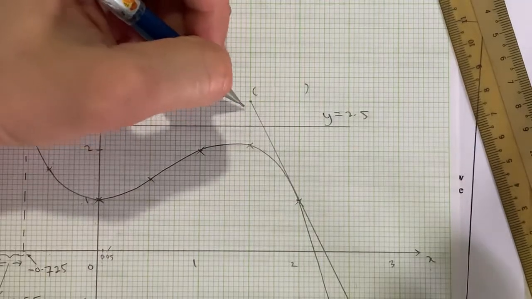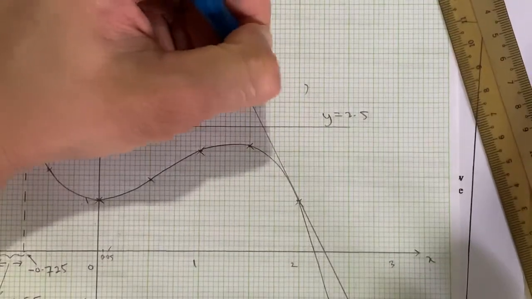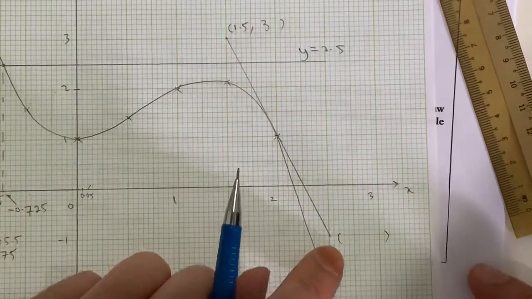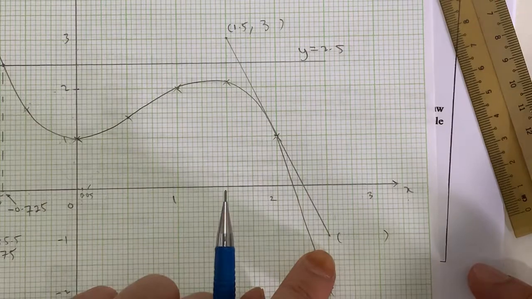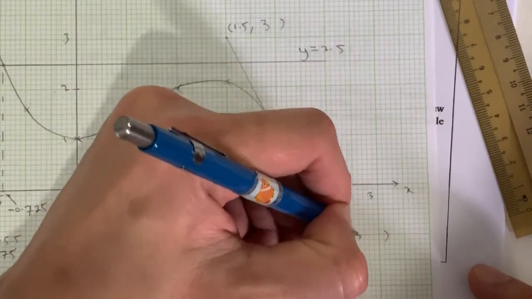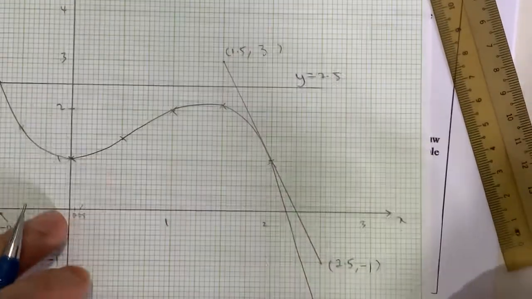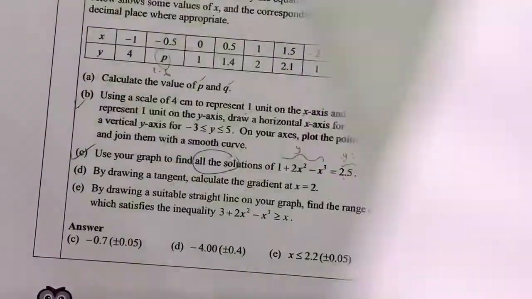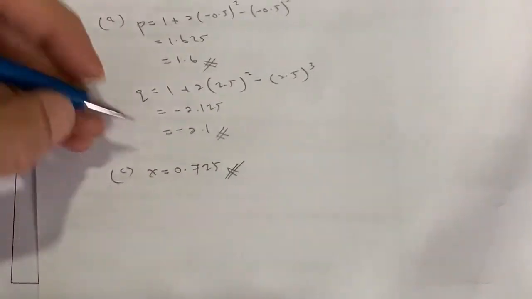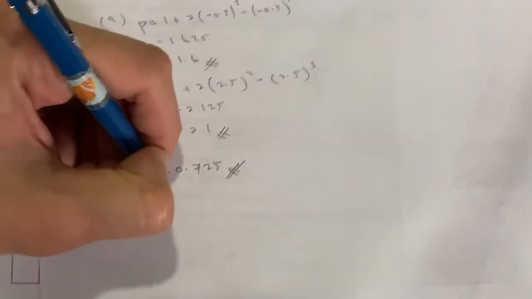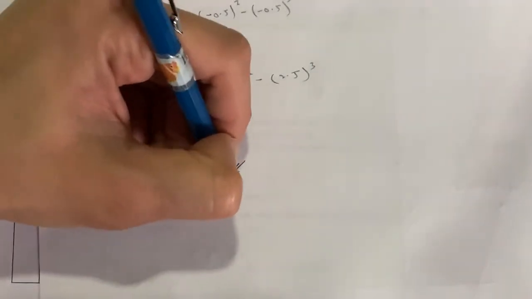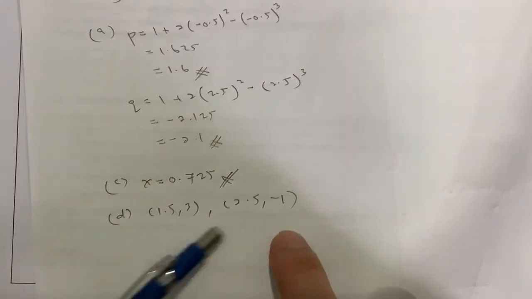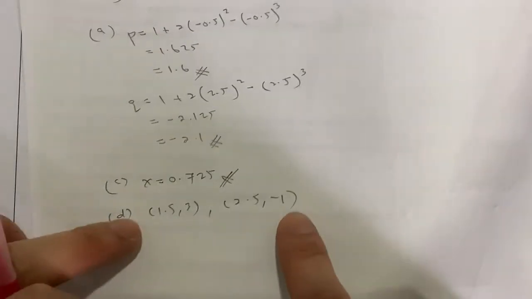The coordinates for the first point are 1.5, 3, and the second point is 2.5, -1. So we're going to use 1.5, 3 and 2.5, -1 for the gradient. For part D here, we have 1.5, 3 and 2.5, -1. We are going to find the gradient of these two points that make up the tangent line.